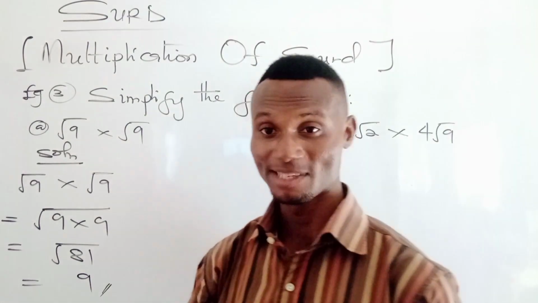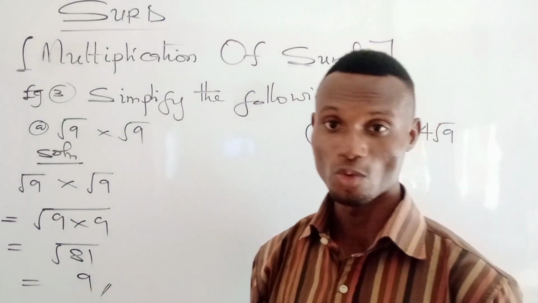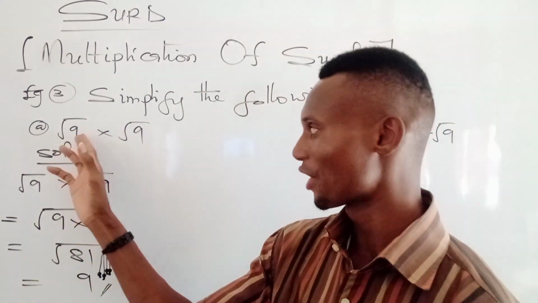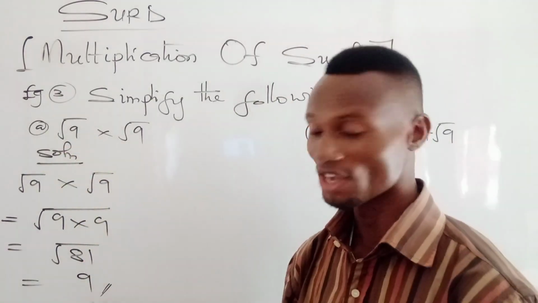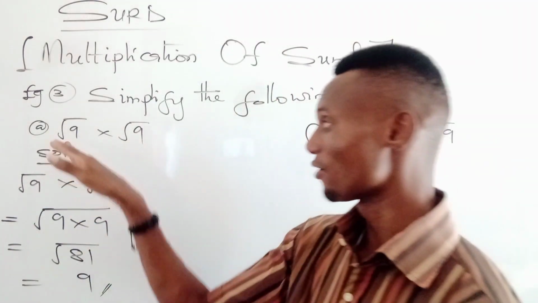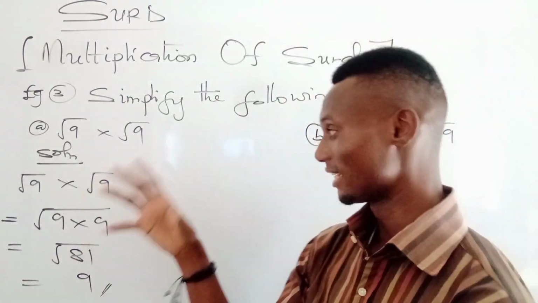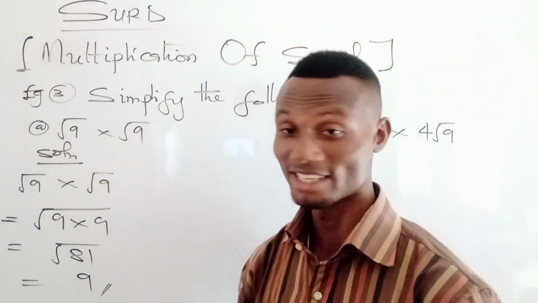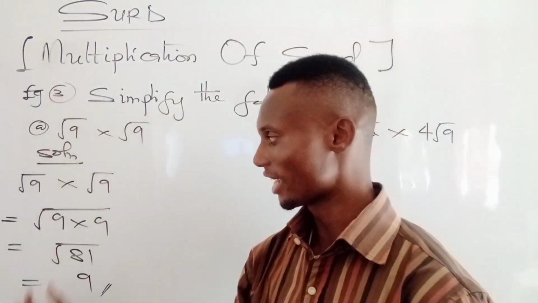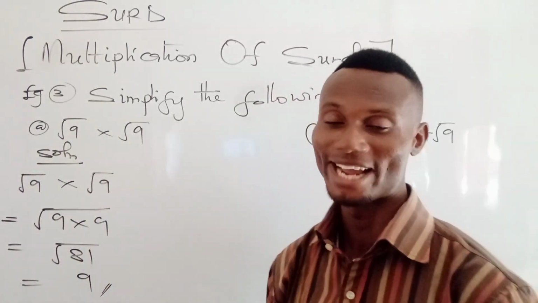And I hope the explanation was clear enough and you understood it as well. Square root of 9 times square root of 9 will give you an answer which is 9. If you type this whole thing on the calculator, it will give you a straight answer which is 9. But this is the process that you have to go through to arrive at the answer.